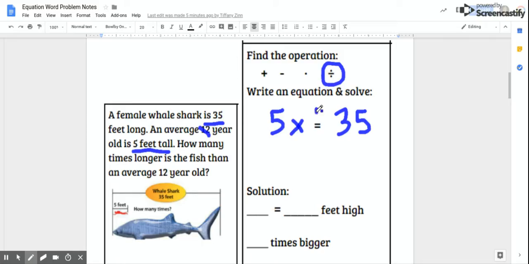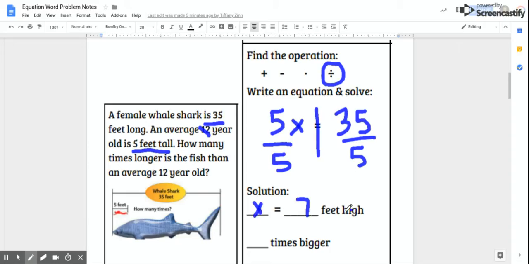So if we draw a line through the equal sign, the inverse of multiplying by 5 is to divide by 5. So 35 divided by 5. Remember, what you do on one side of the line, you have to do on the other. 35 divided by 5 is 7. So x equals 7 feet high.